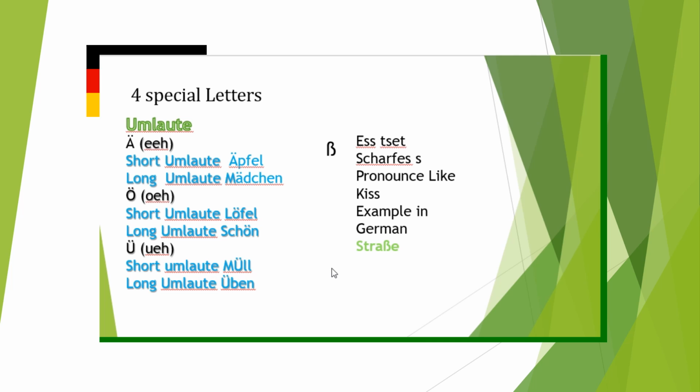Short umlaut of A is Äpfel, long is Märchen. Short umlaut of O, Löffel, long umlaut Söhne. Short U umlaut Müll, long umlaut Übung. And finally this ß is called sharp S. It's pronounced like the ss in kiss, hiss in English. An example in German, Straße.